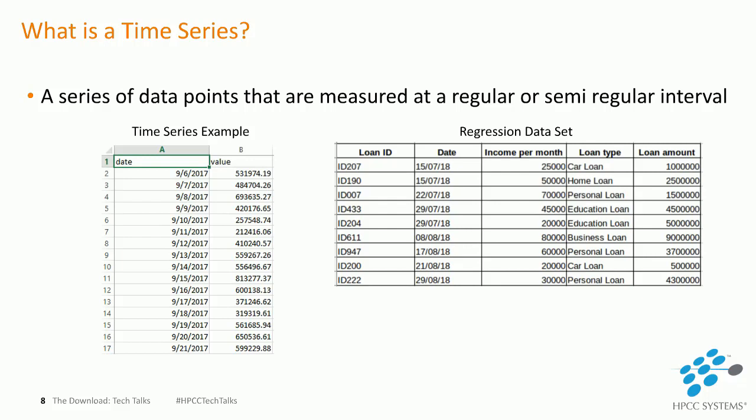While a regression data set is something like the data set on the bottom right, there are multiple predictors. From this example, you can see income per month, loan type, and day. This is a big distinction between time series and other data sets, especially when it comes to analyzing and forecasting, and the different approaches that come along with those models.